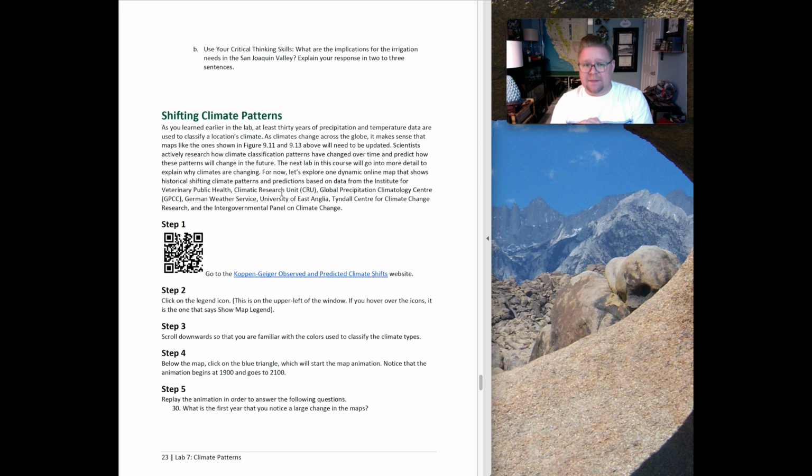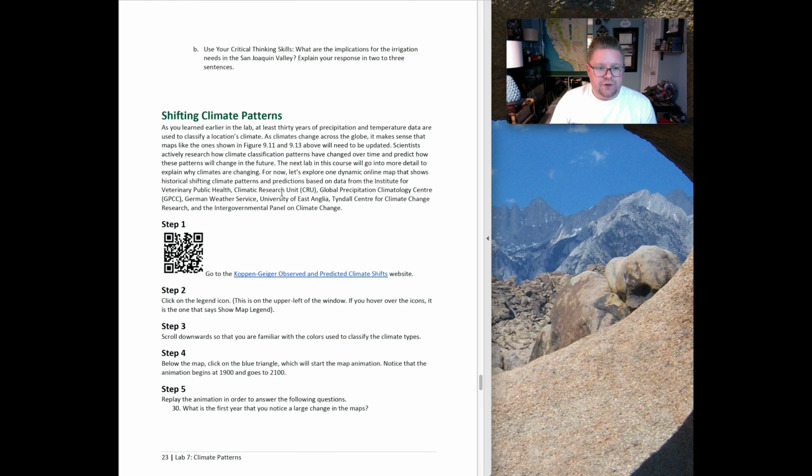Now, shifting climate patterns is a big thing, right? As you've learned early in the lab, at least 30 years of precipitation and temperature data are used to classify a location's climate. As climate changes across the globe, it makes sense that the maps, like the ones shown in figure 3.11 and 3.13 above, will need to be updated. Scientists actively research how climate classification patterns have changed over time and predict, based on those general trends, what it will be like in the future.